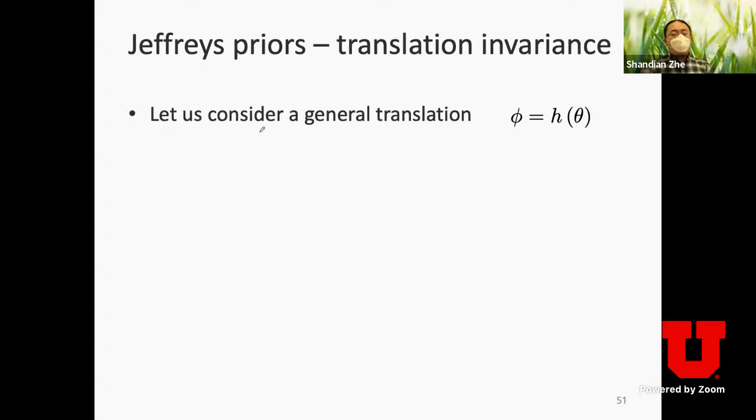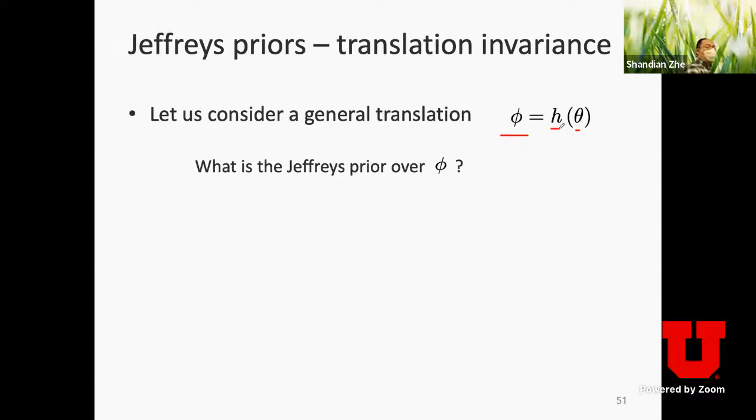Okay. So now I want to briefly show how Jeffrey's prior satisfies the translation invariance property. Right? So let us consider a general transformation. This is a very useful property. I mean, not only used for proving the invariance for Jeffrey prior, you're going to use these tricks from time to time. So let us consider a general transformation phi, right? So you have some random variable theta. I want to construct a transformed random variable phi by applying the transformation function h, right?